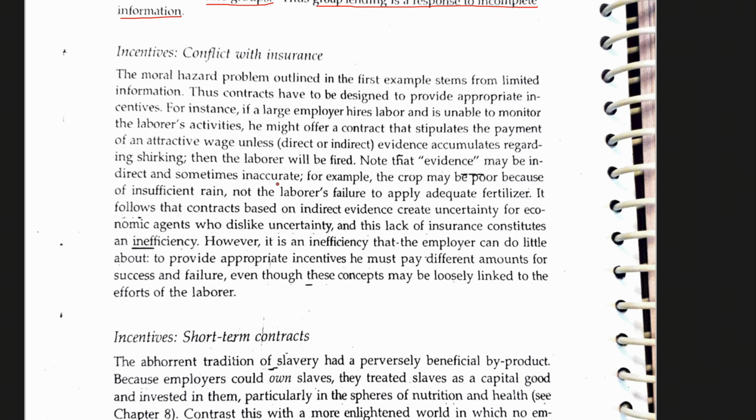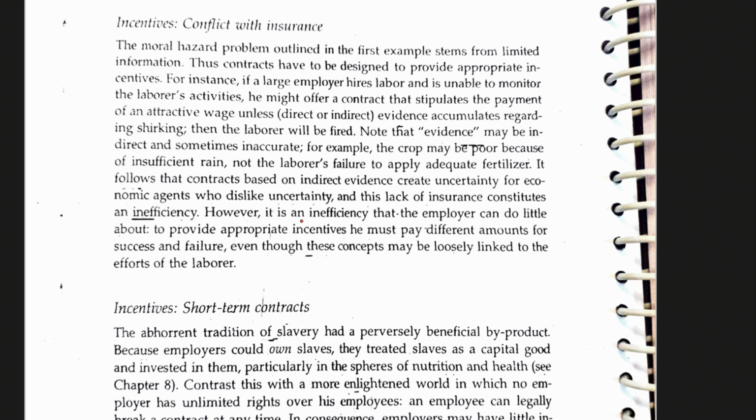Incentives conflict with insurance. The moral hazard problem outlined in the first example stems from limited information. Thus, contracts have to be designed to provide appropriate incentives. For instance, if a large employer hires labor and is unable to monitor the labor's activities, he might offer a contract that stipulates the payment of an attractive wage unless evidence accumulates regarding shirking. Then the laborer will be fired. Note that evidence may be indirect and sometimes inaccurate.